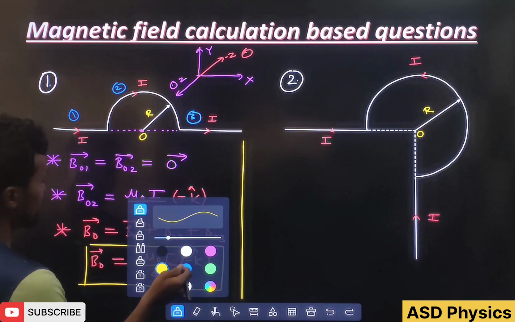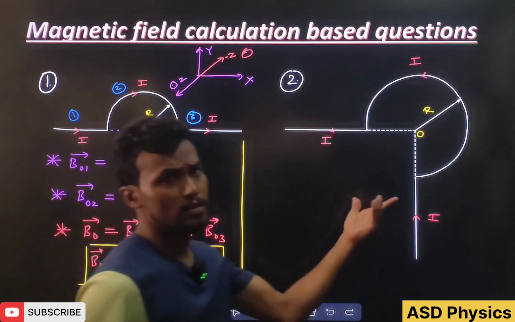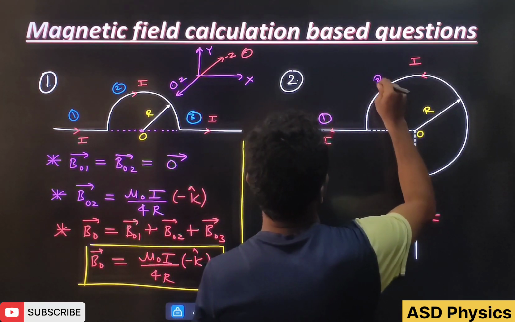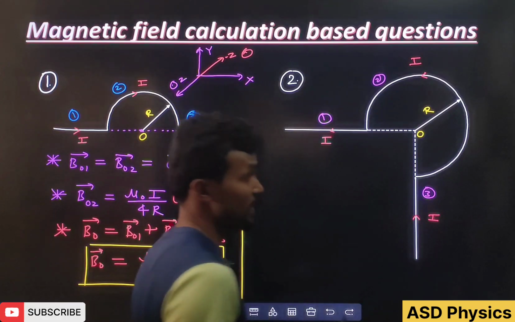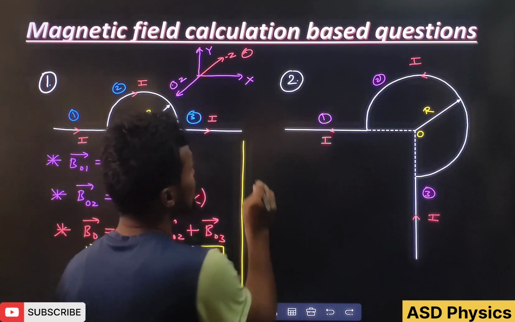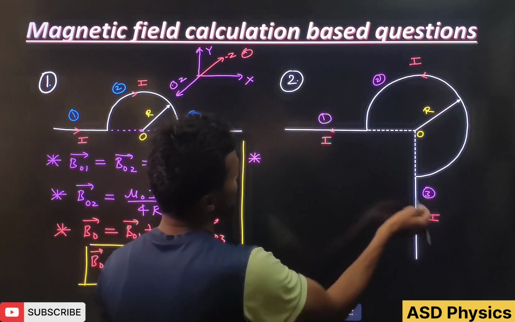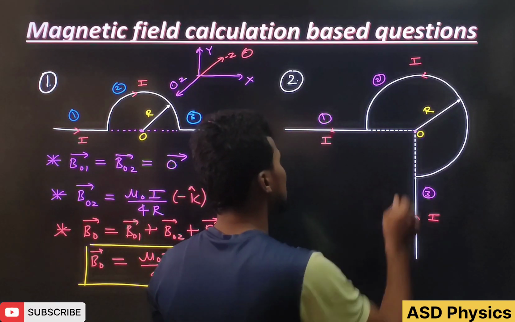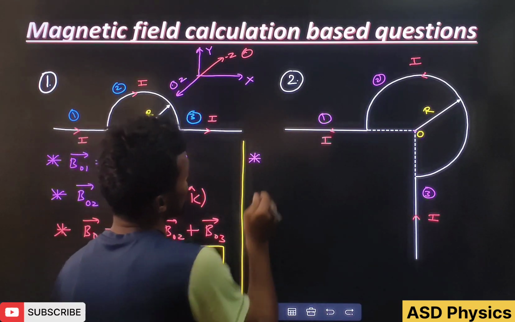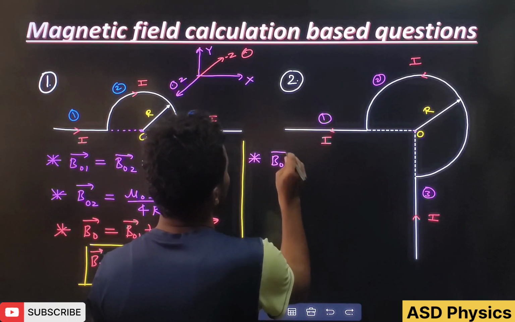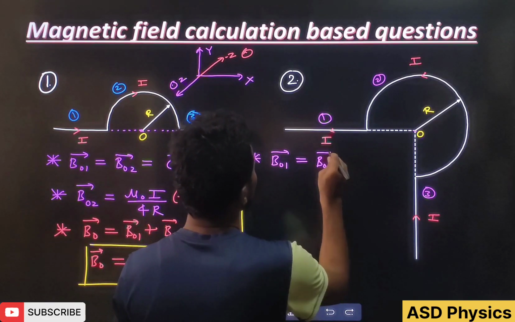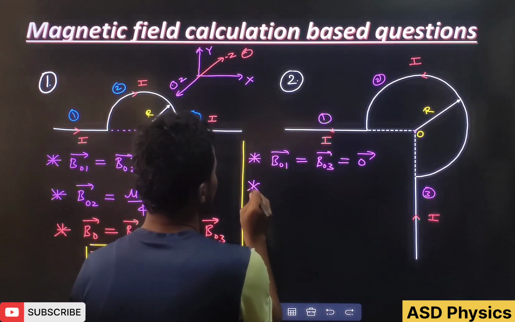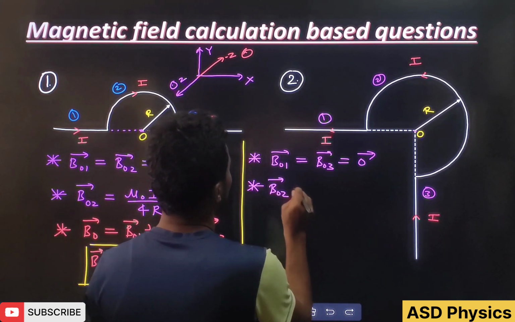Now students, after that, let's go for the next one, the second one. Here also we are going to take section 1, section 2, section 3. Due to which sections is the magnetic field 0? You can see very well: section 1 and section 3. For these sections, observation point O is along the length of the wire. So due to section 1 and section 3, the magnetic field is 0.